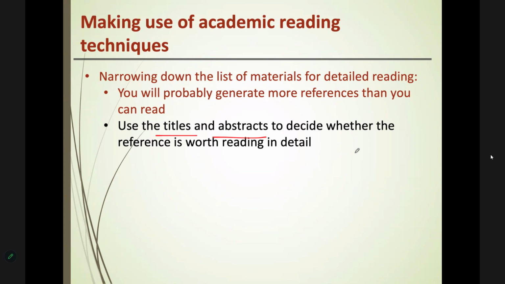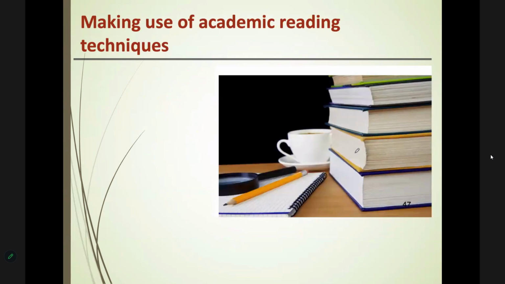Then you can decide whether it is worth reading the whole paper. If the abstract looks good and relevant, then you can decide to read the full paper. For that, you can use some academic reading techniques. I'll quickly tell you the techniques and then give you a break: scanning, skimming, and detailed reading. Those are the 3 academic reading techniques.